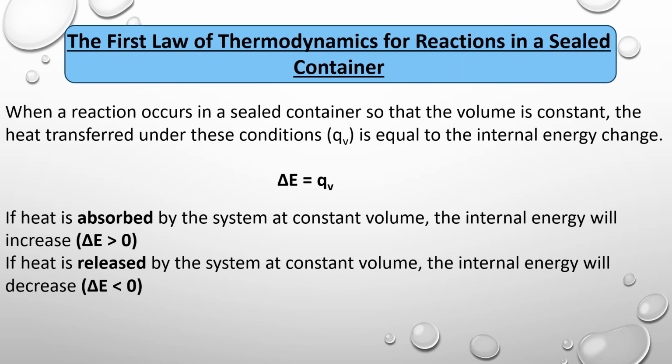When a reaction occurs in a sealed container so that the volume is constant, the heat transferred under these conditions, QV, is equal to the internal energy change. ΔE = QV. If heat is absorbed by the system at constant volume, the internal energy will increase, meaning ΔE is greater than 0. If heat is released by the system at constant volume, the internal energy will decrease, meaning ΔE is less than 0.